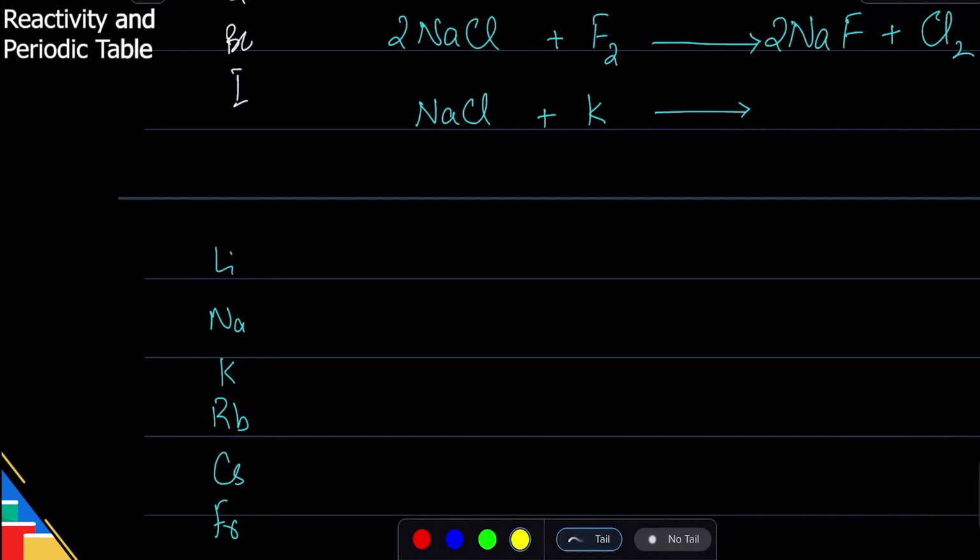So what will happen? If I react this with this, they are the same species. There is a tug of war between them about who attracts chlorine more. So the one that is more reactive, which is a bigger atom, a metal, losing electron, bigger is better. So it will displace this, and we will get KCl, and sodium will have no choice but to go outwards. Do you understand this reaction?